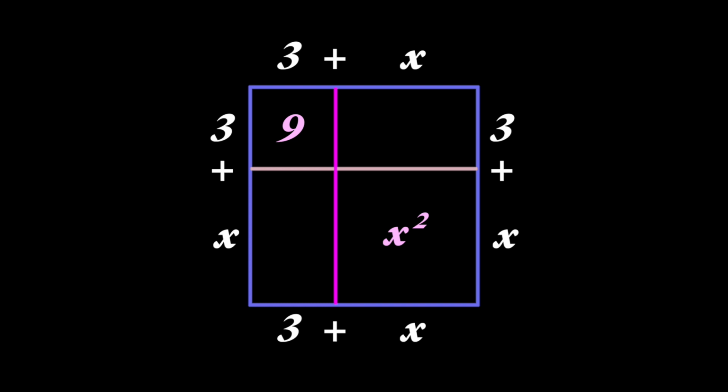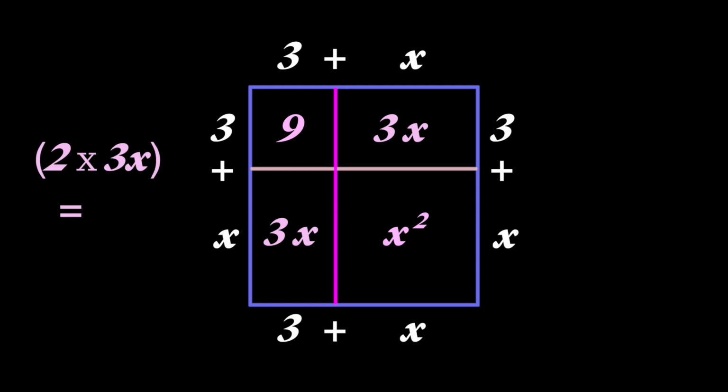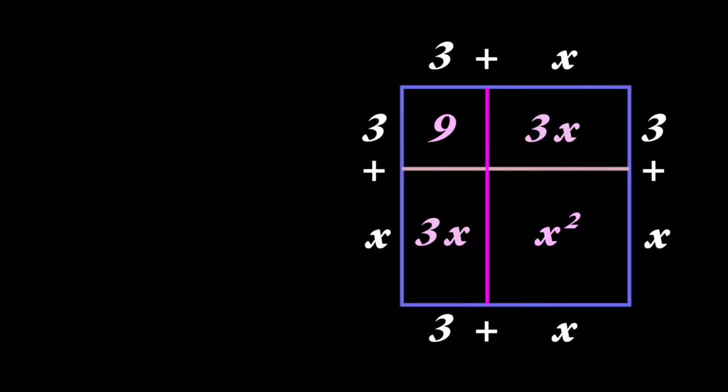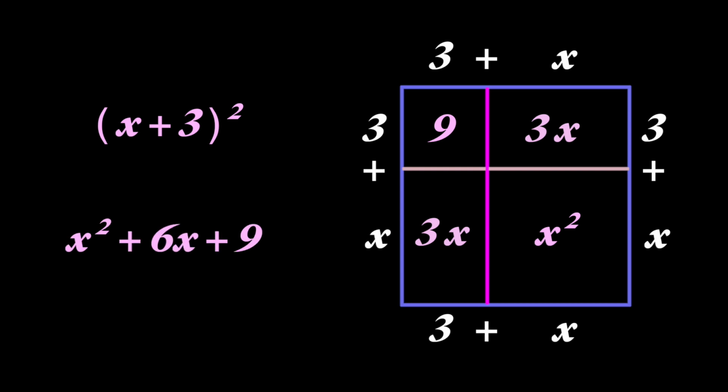This leaves 2 rectangles, which although in different orientations, both have one side of length 3 and one side of length x. So their individual areas then would be 3 times x, or 3x. And we could combine these 2 areas by saying it totals to make 2 lots of 3x, so 6x. That means that we could think about the total area of our square, or x plus 3 squared, as being x squared plus 6x plus 9.